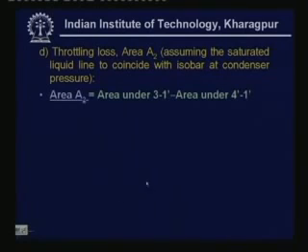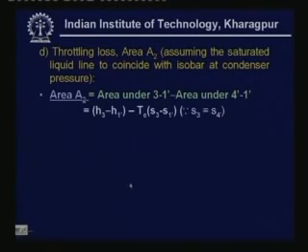Now let us find out the throttling area. As I have already explained how to find the throttling area, if you assume that the saturated liquid line coincides with the isobar at condenser pressure, then it is the area under 3 to 1 dash minus area under 4 dash to 1 dash. Area under 3 to 1 dash is nothing but H3 minus H1 dash, and area under 4 dash to 1 dash is nothing but TE into S3 minus S1 dash, because S4 dash is equal to S3.